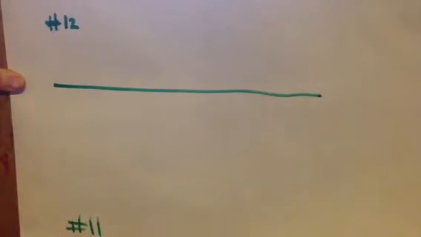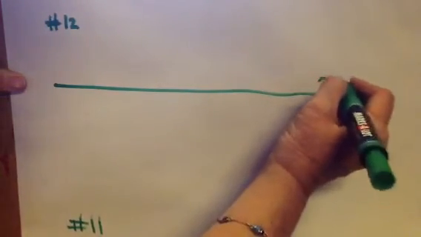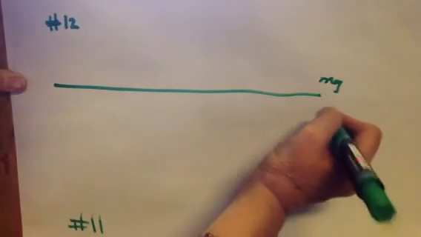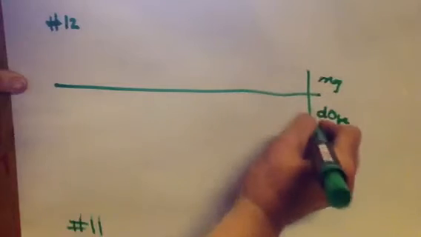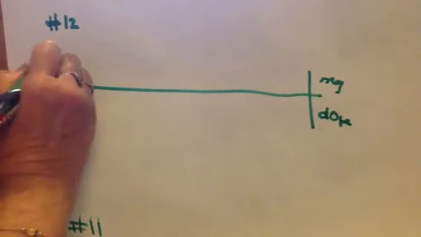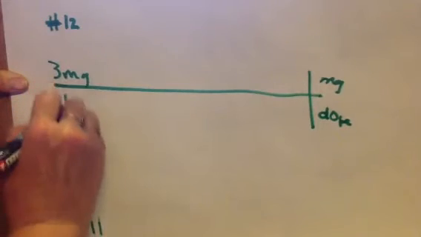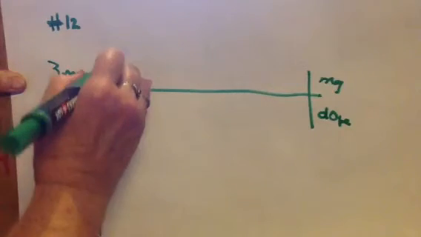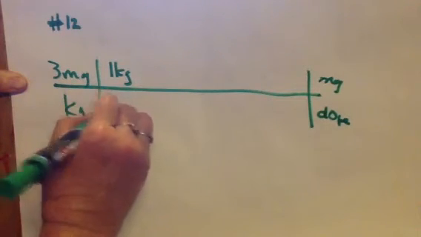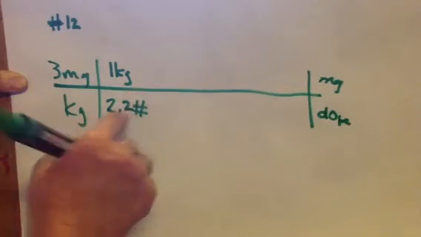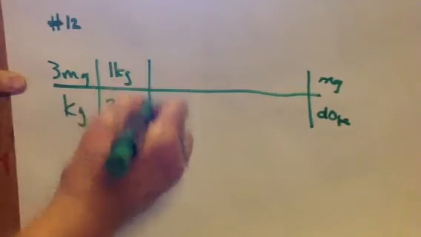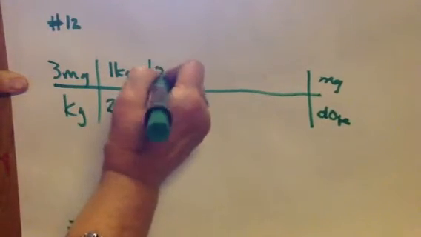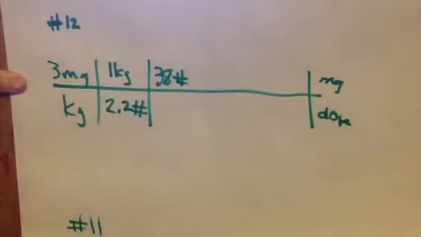So on number 12, we start where we're wanting milligrams per dose. So we know that we can give 3 milligrams for each kilogram that this child weighs. We have our weight in pounds, so we have to have a conversion in here. 1 kilogram is 2.2 pounds, and this is a pound sign, so we know that's 2.2 pounds. Our child weighs 38 pounds.